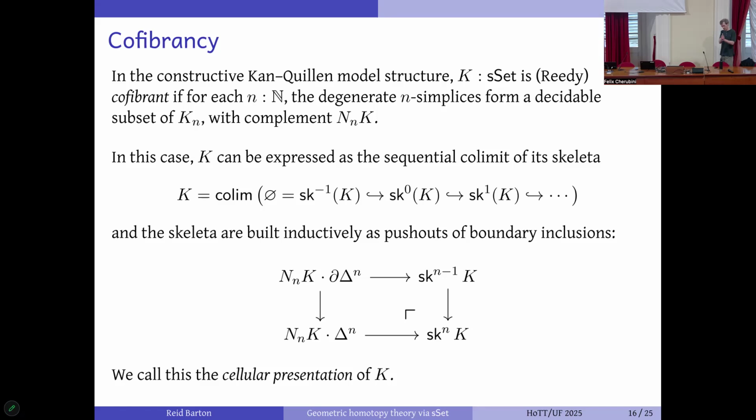We can build any simplicial set as the colimit of its skeleta, and then to form the n-skeleton from the (n-1)-skeleton, what do I have to do? I have to attach one simplex for each non-degenerate simplex of K. And in order for this to be a pushout, I really need K to be cofibrant. And I'm going to refer to this as the cellular presentation of my simplicial set K.